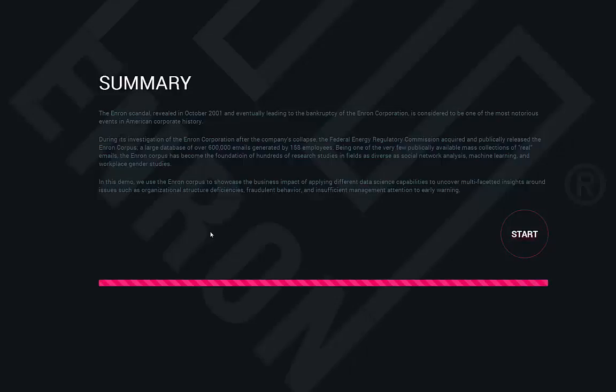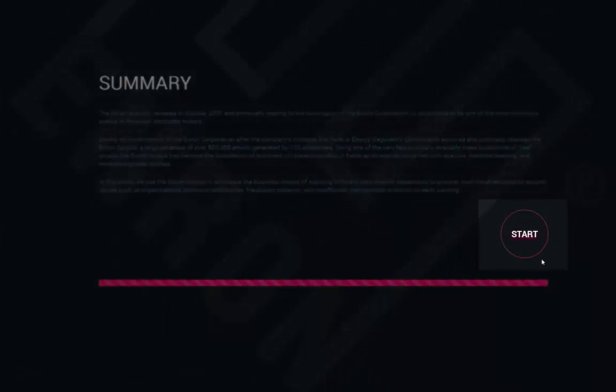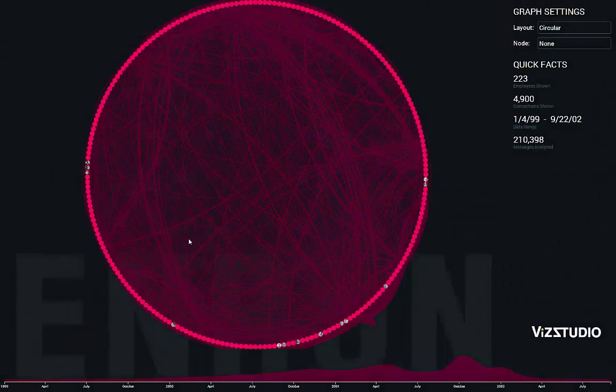So right now, everything's done loading, and as you can see here, the start button starts glowing, so we'll go ahead and start. What you see at first is a network of 223 people, employees, along with 4,900 connections. The thickness of these lines indicate how many messages people have sent to each other.